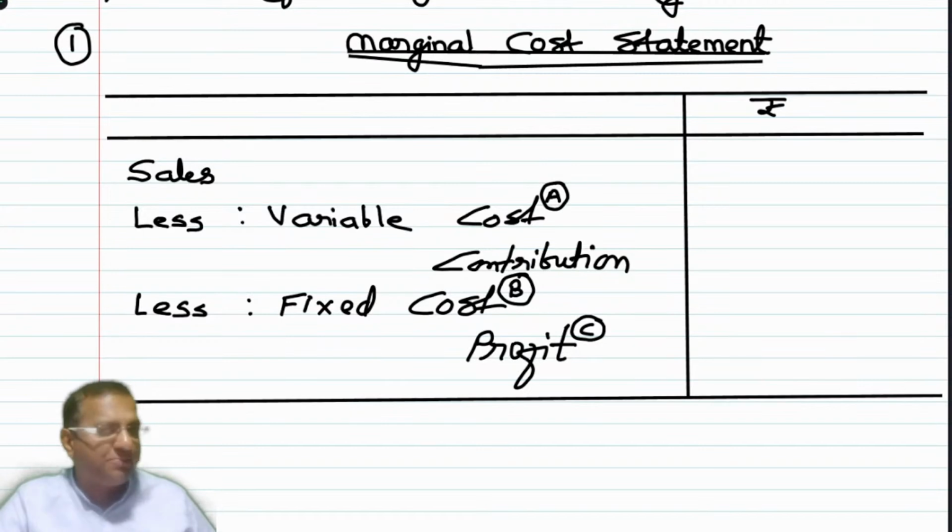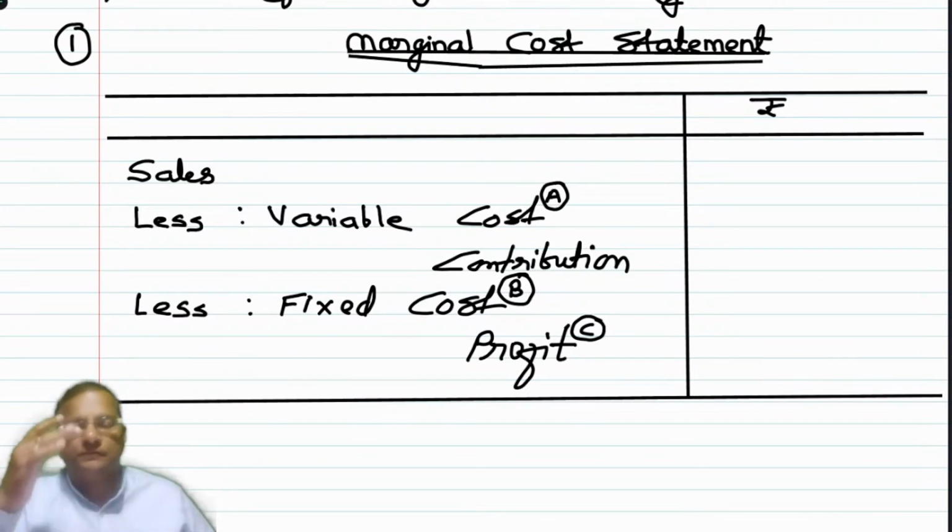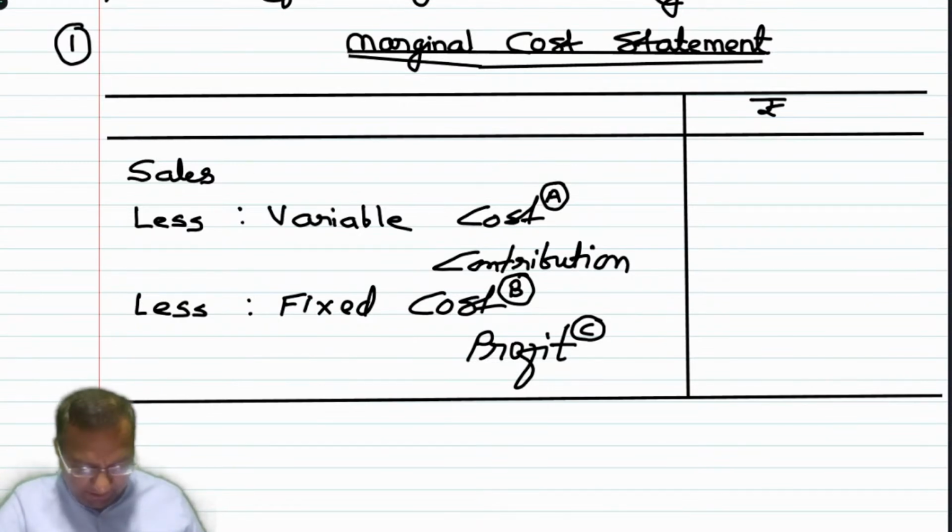Write down similarly point B. Fixed costs cover fixed factory overhead, fixed admin overhead, and fixed selling and distribution overhead.